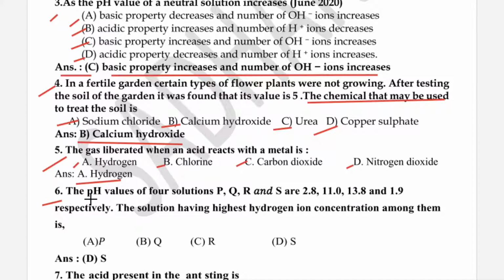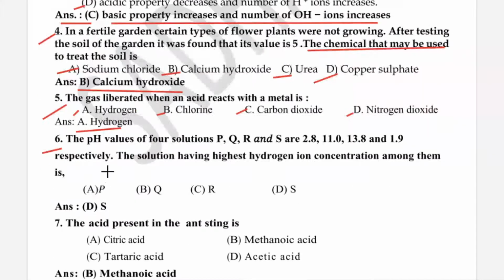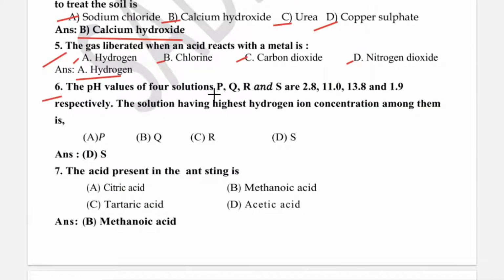Next one. The pH values of 4 solutions P, Q, R and S are 2.8, 11.0, 13.8 and 1.9 respectively. The solution having highest hydrogen ion concentration among them is. Option A, P, option B, Q, option C, R, option D, S. Among these, the solution S has the highest hydrogen ion concentration. As we can see the answer here, option D, yes, is the correct one.